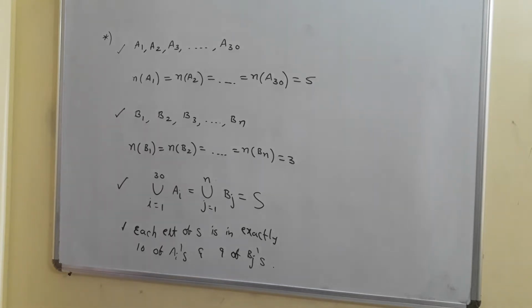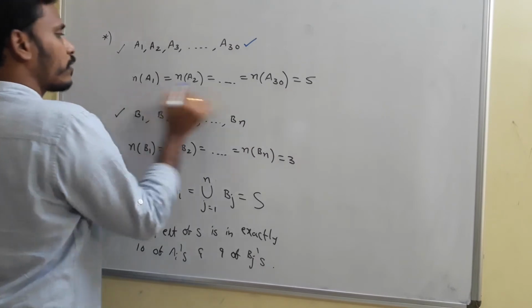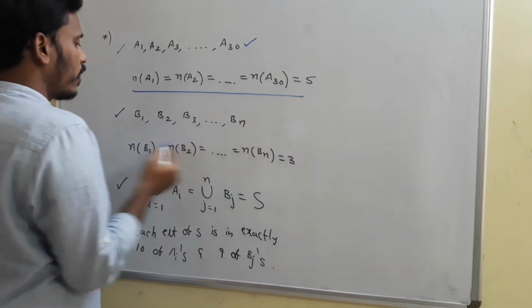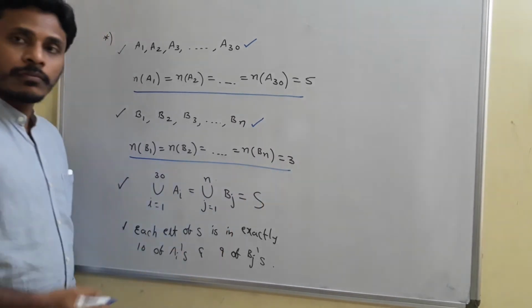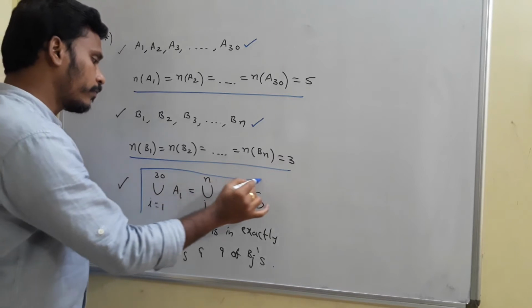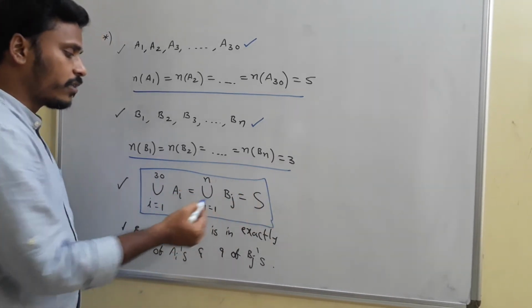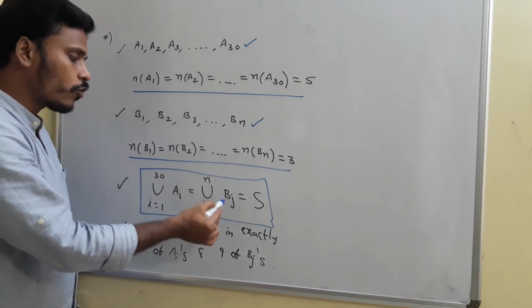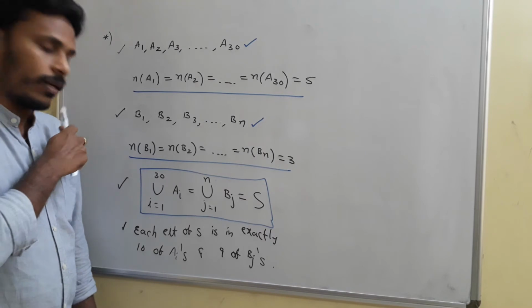The first part is there are 30 sets and each set has 5 elements. Yes, there are n sets and each set has 3 elements. Very clear till now. And now it is given like this: the union of i equals 1 to 30 of Ai is equal to the union of j equals 1 to n of Bj is equal to S. So what it means, that's what we need to analyze.